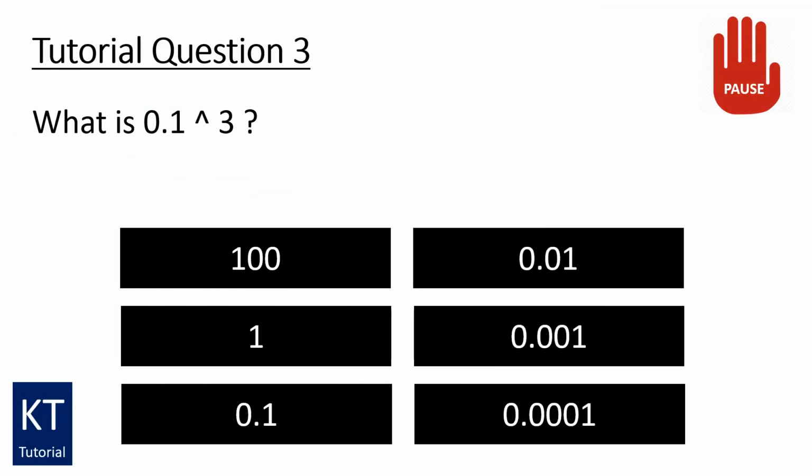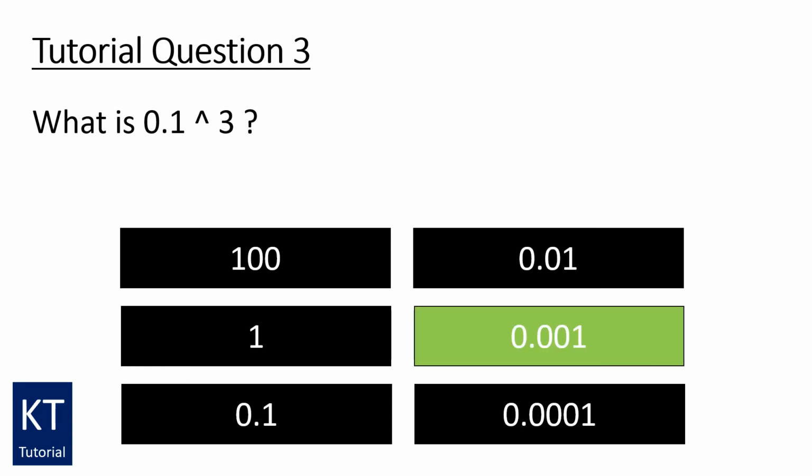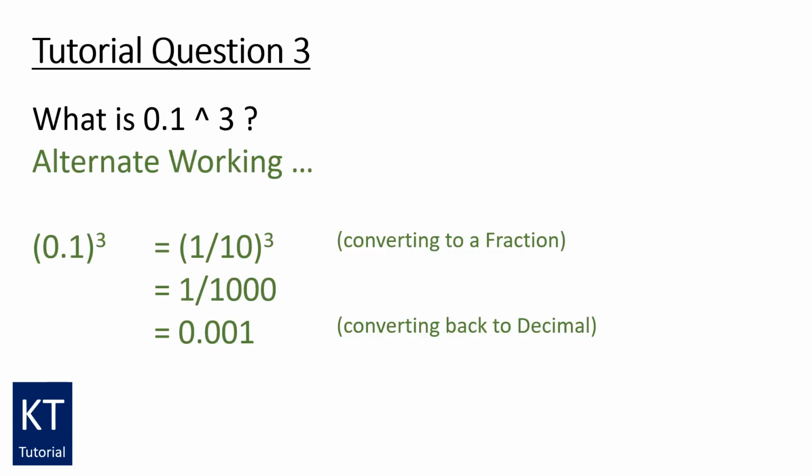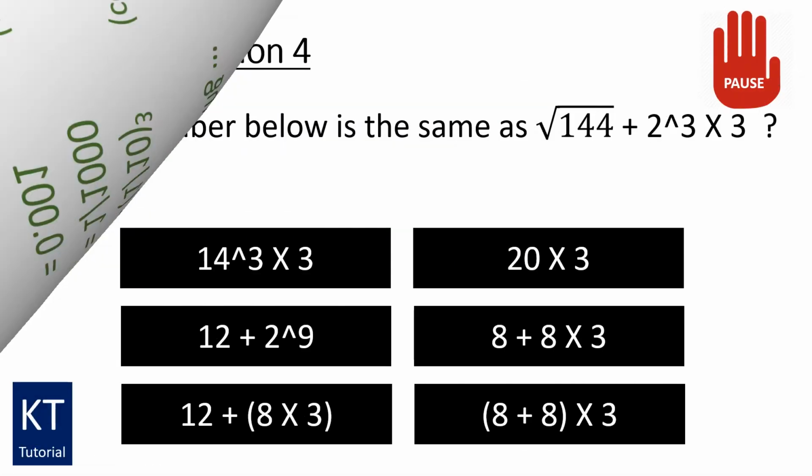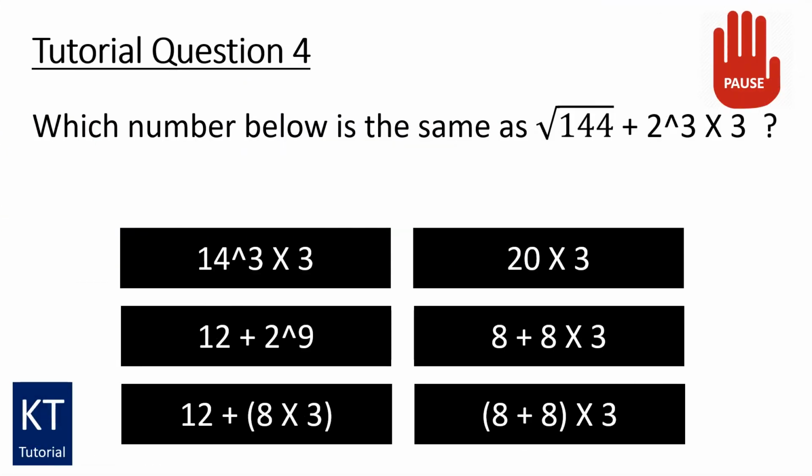Tutorial question 3. Press the pause button now as required. What is 0.1 to the order of 3? You should get 0.001. Once again, you can convert it to fraction, perform the mathematical operation, then convert it back to decimal if you're more comfortable with fractions.